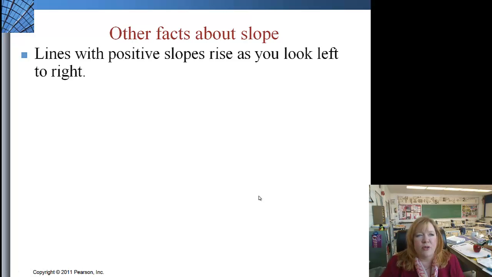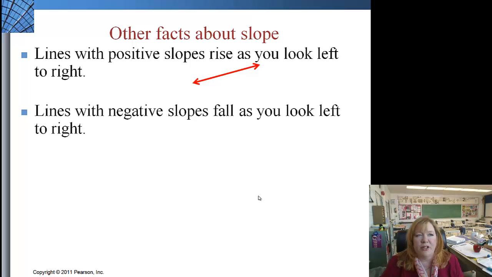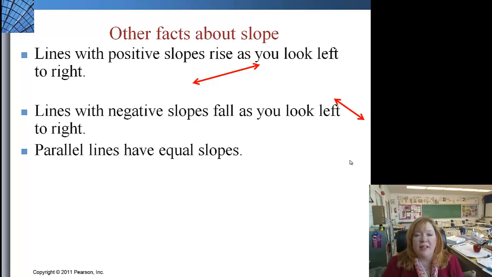Other facts about slopes. Lines with positive slopes rise as you look left to right. They go uphill. So that's a line with a positive slope. As I look left to right, this line goes up. Negative slopes fall as you look left to right. So this line would have a negative slope here. And parallel lines have equal slope. That should make sense because they are the same steepness. So those two are parallel, have the same steepness, so their slopes are equal.